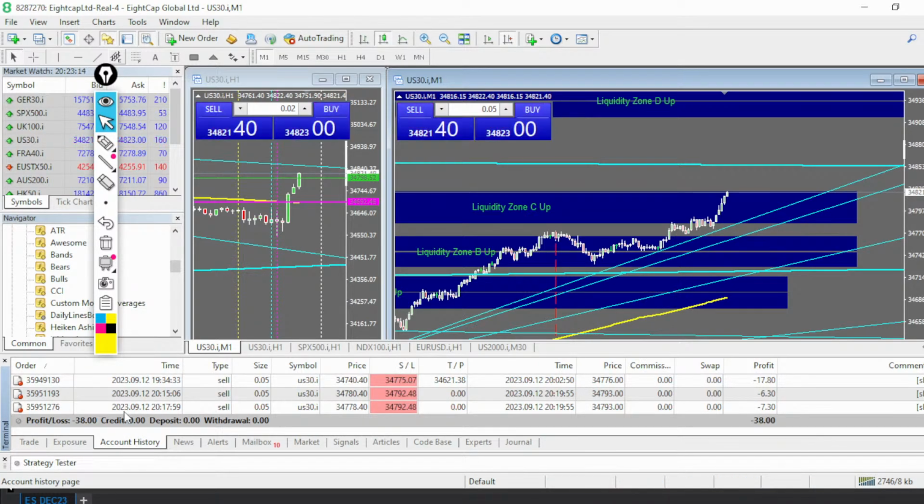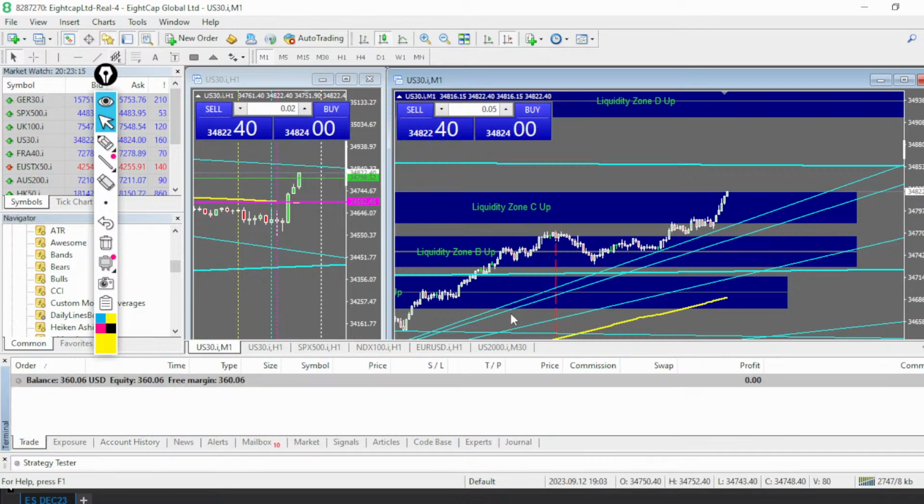So I'm down $38. And we're breaking out. We're still moving to the upside. Price is pretty bullish. Moving to the next zone.